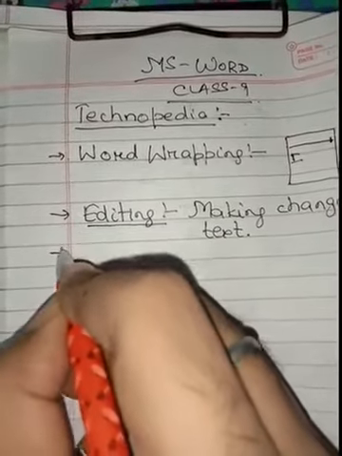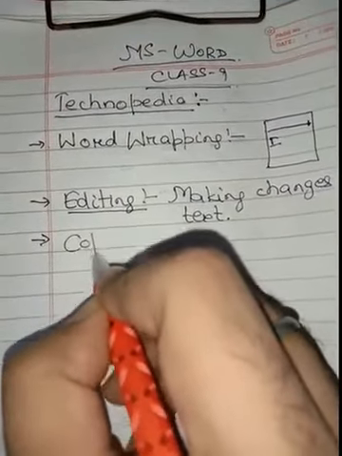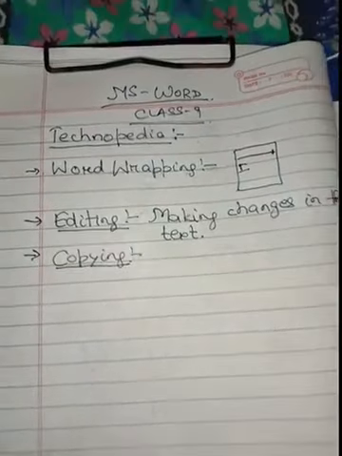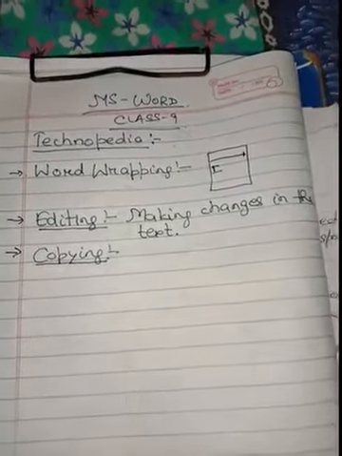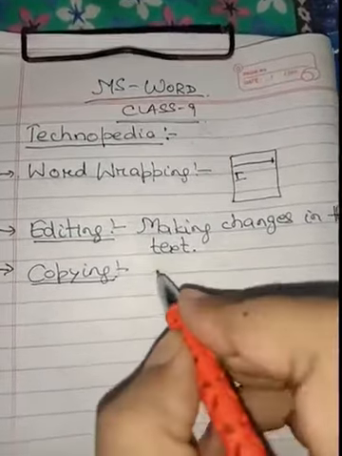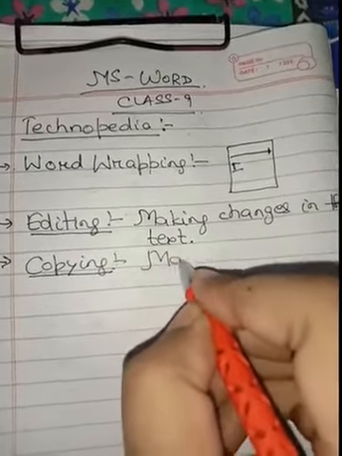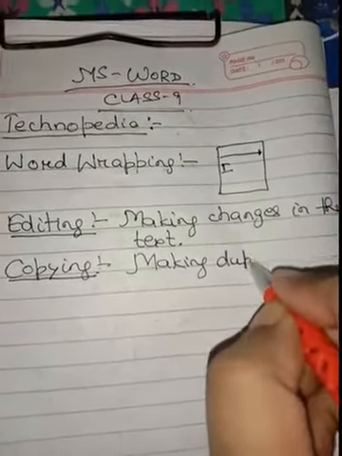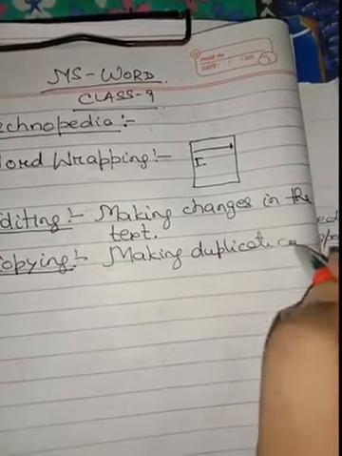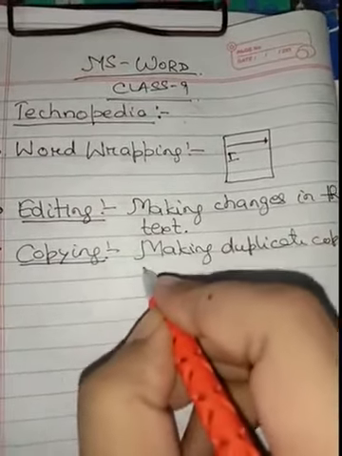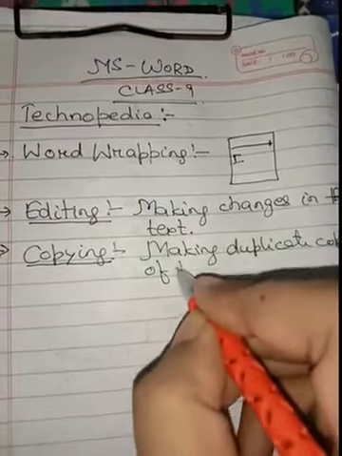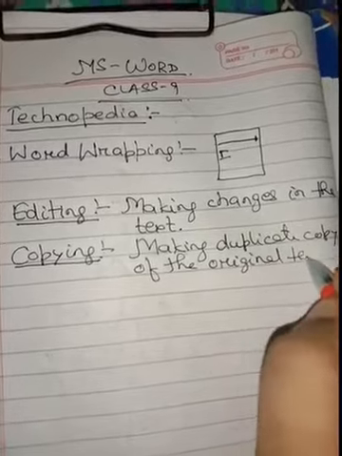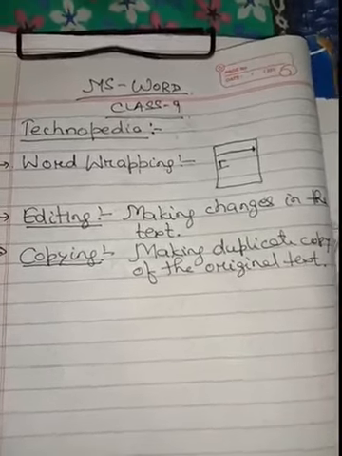The next topic that we have discussed is copying. So what is copying? Copying means making the duplicate copy of the text. It means making a duplicate copy of the original text. So this is known as copying.